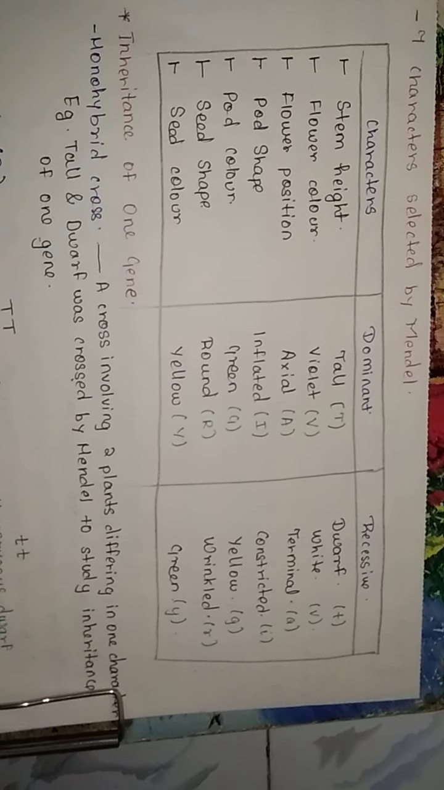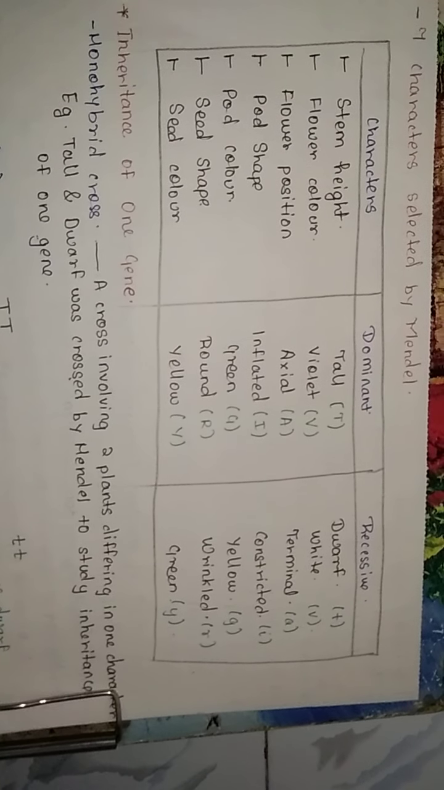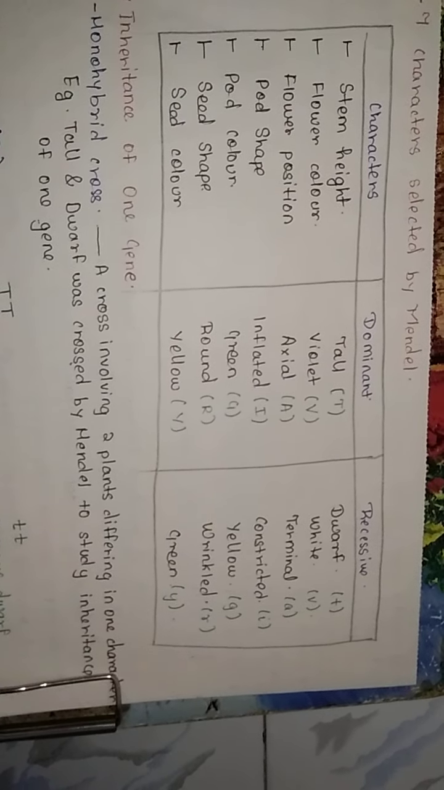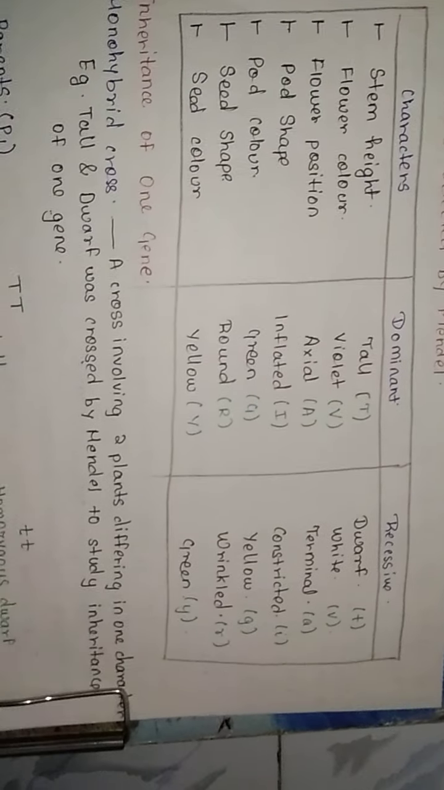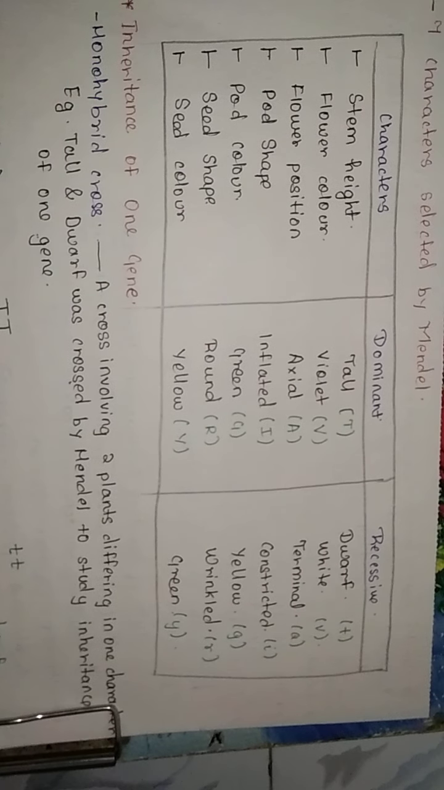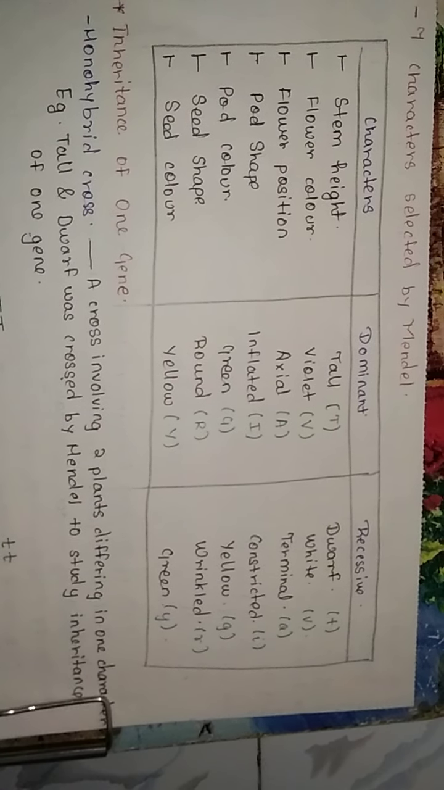Pod shape, dominant is inflated and recessive is constricted. In pod color, dominant is green and recessive is yellow. In seed shape, dominant is round while recessive is wrinkled. In seed color, dominant is yellow and recessive is green. So basically these are the 7 characters which Mendel used as the opposing traits in pea plants.